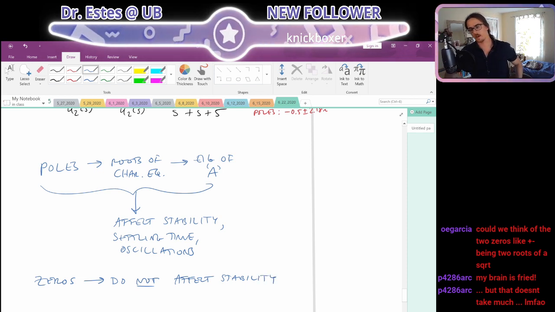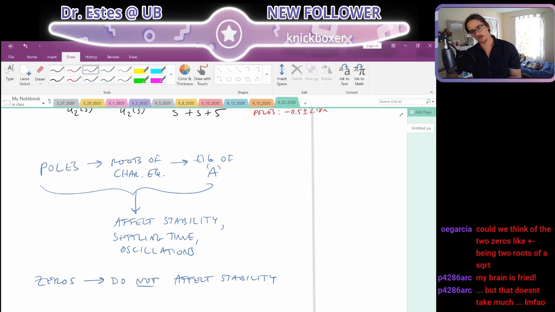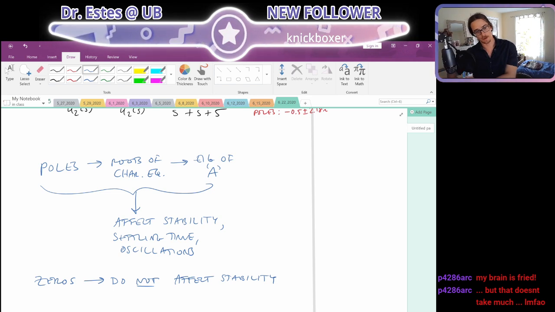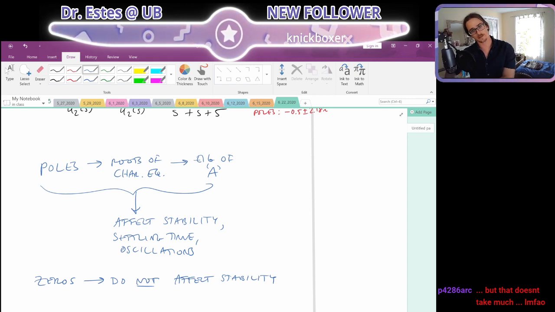So what about a pole tells you stability? Well, if a pole has a real part that's positive, then you know your system is unstable. If a zero has a positive real part, that doesn't mean you're unstable.